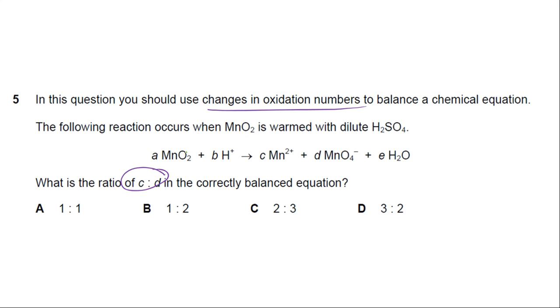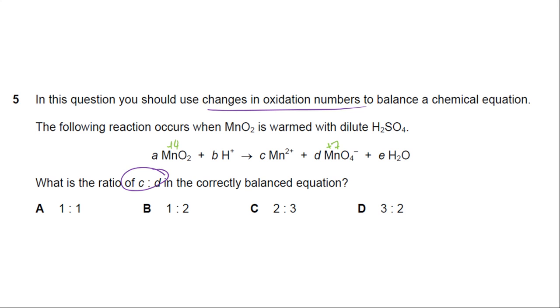Because oxygen is -2 and we have 2 oxygens here, that's -4, and to make the overall charge 0, manganese must be +4. If you don't know this, you need to revise it. I might make a video on this as well, but for now I'm assuming you can do at least this bit. Now, manganese over here is 2+, and over here, oxygen is -2, 4 of them makes -8. The overall charge on the ion is -1, so manganese would have a charge of +7.